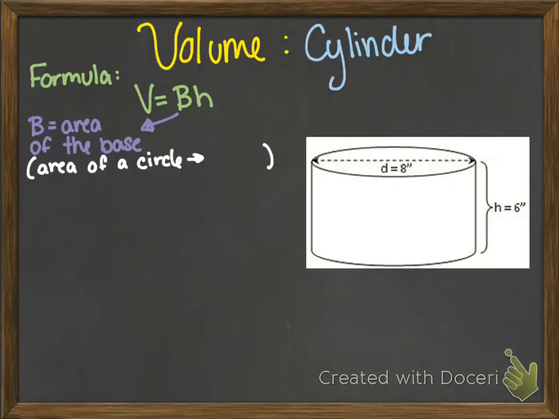All right, so we're going to work on volume with a cylinder. The formula for this, which you can find on your reference sheet on the form, is V equals big B times H. Big B, remember, is the area of the base. In a cylinder, the base is always going to be the circle. So you're really finding the area of a circle.